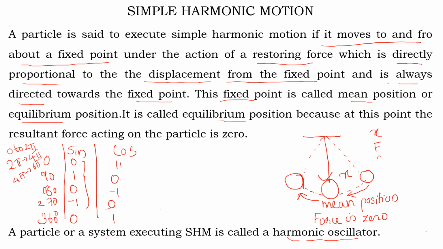Thus, the definition of a simple harmonic motion is that a particle is said to execute simple harmonic motion if it moves to and fro about a fixed point under the action of a restoring force which is directly proportional to the displacement from the fixed point and is always directed towards the fixed point. And this fixed point is called a mean position or the equilibrium position. And a body executing the simple harmonic motion is called a harmonic oscillator.